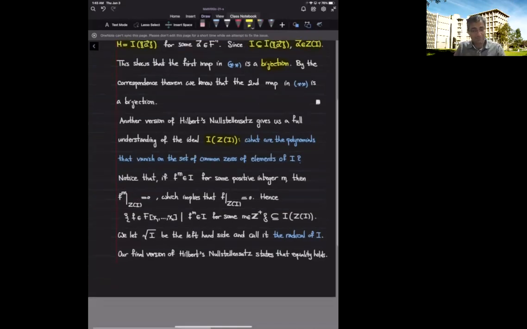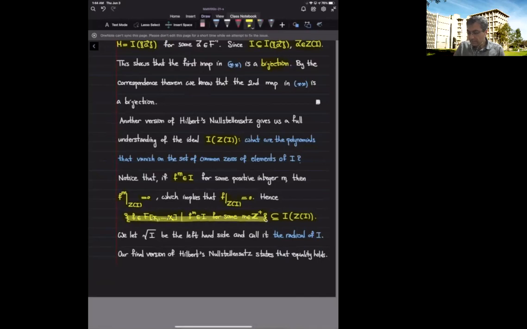Okay, so one observation is the following. If f raised to power m, for some integer m, is inside I, that means f to the m restricted to the common zeros of I is 0, because f to the m is inside I. But that is f restricted to Z of I raised to power m. In a field, there is no nilpotent element. If some element raised to power m is 0, then it is 0. So if f to the m is inside I, then f vanishes on the set of zeros of I. So altogether, all the polynomials that after raising to some positive integer end up being inside I are subsets of I of Z of I.